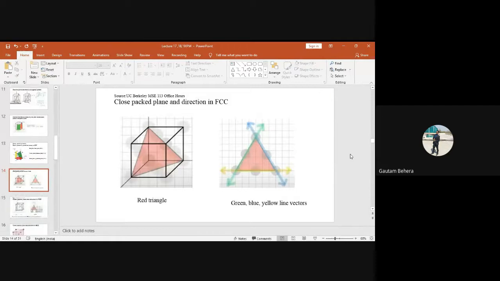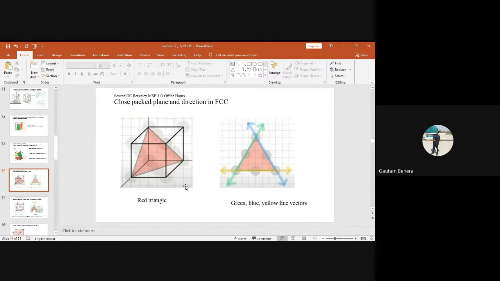Now we'll move to close packed plane and direction in FCC. FCC means face centered cubic structure or crystal, right? So in the face centered cubic crystal, we have what? 8 atoms at the 8 corners of the cube and 1 atom at the face center of the cube. So we have 6 faces, and at the center of each face, we have 1 atom, right? Those atoms are represented over here. You can see these are the atoms.